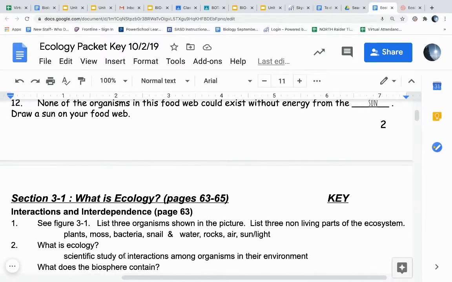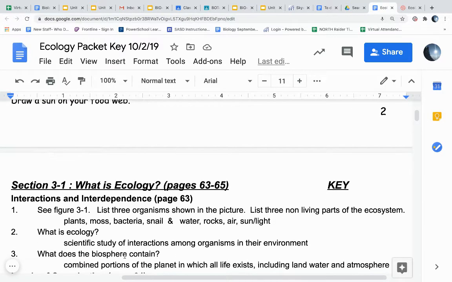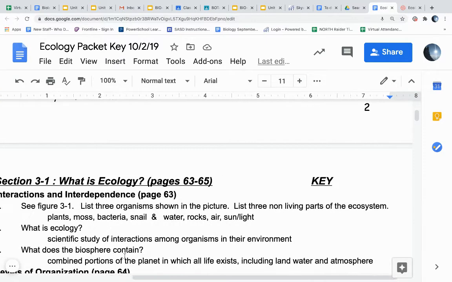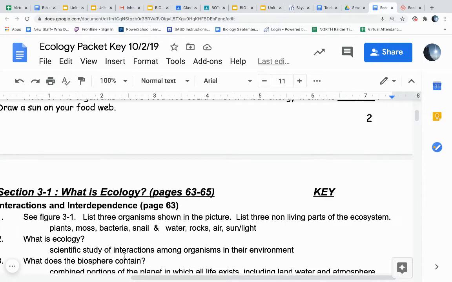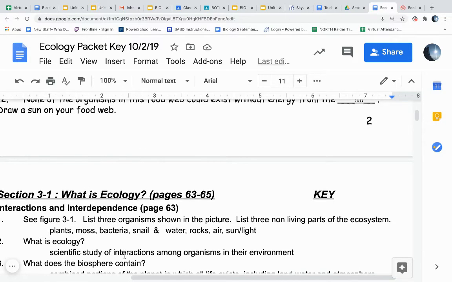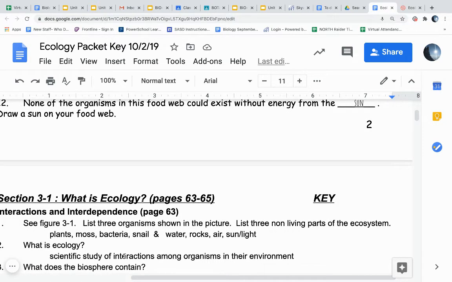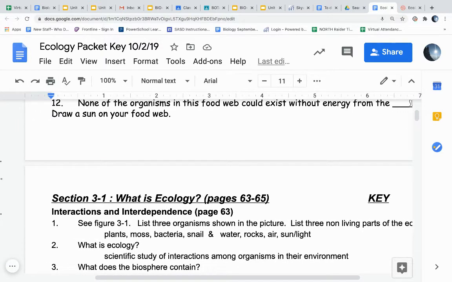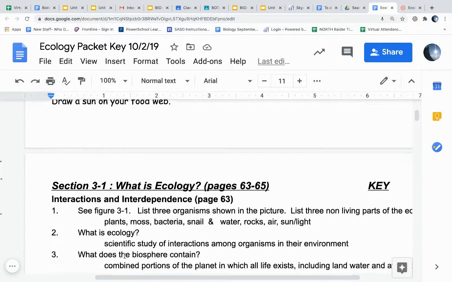Number 3, what does the biosphere contain? So it is the combined portions of the planet in which all life exists. This would include land, water, and the atmosphere. So from the bottom of the ocean to the top of Mount Everest, essentially about 29,000 feet, nothing is really going to live above that part of the lower atmosphere. So that kind of thin margin of Earth is what we call the biosphere. It is actually not that big compared to the entire size of Earth.